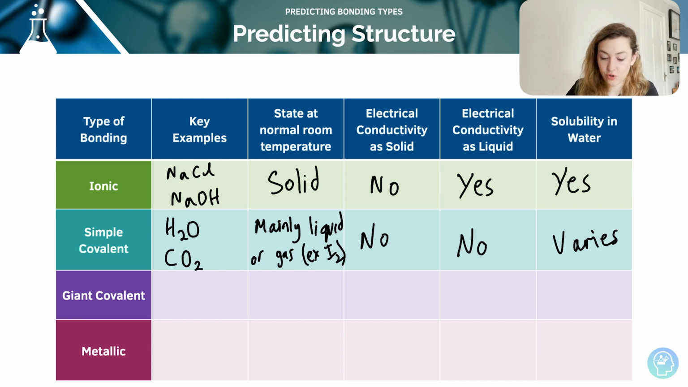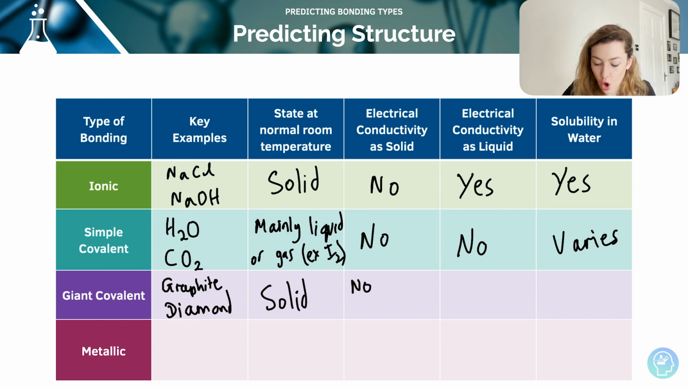And then we've got our giant structure. So we don't have loads of these to remember, but graphite and diamond are two that you're going to come across quite a lot. Of course, they are solid. Can they conduct electricity? No, except for graphite, because that fourth electron is delocalized. And then we don't want to talk about whether they conduct electricity as a liquid because they've got a really high melting and boiling point. So we're not really going to be able to test that out. And the solubility in water, no, they don't dissolve in water.